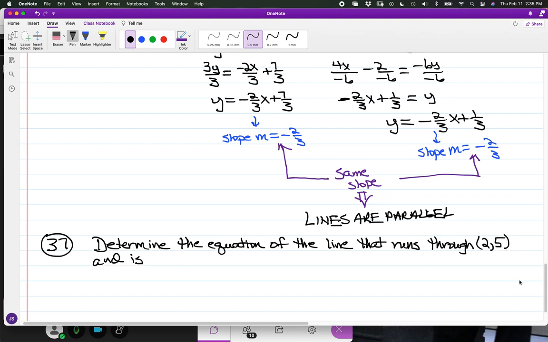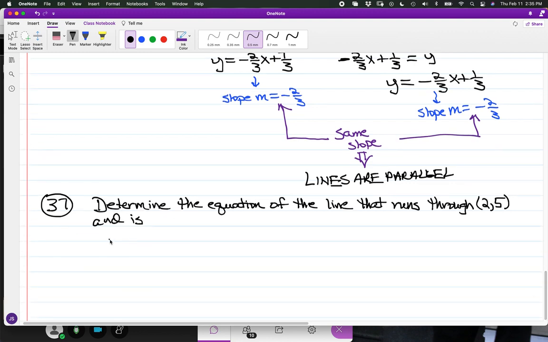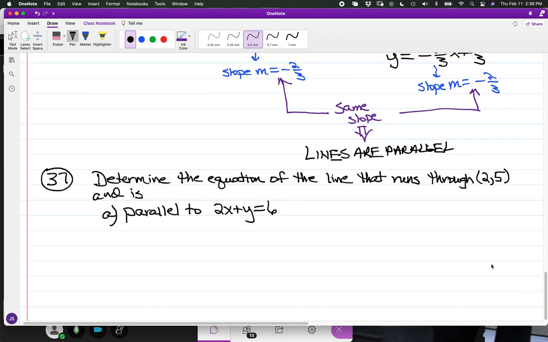and it has to run parallel to the line defined by the equation 2x plus y is equal to 6. So the point through which the line runs is going to be at (2, 5). Now, you have the given line represented by 2x plus y is equal to 6.